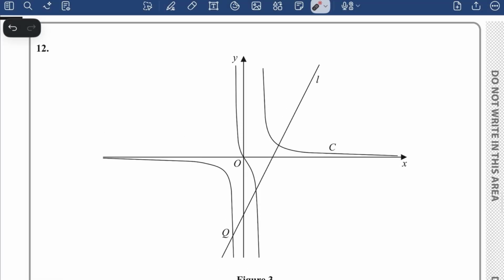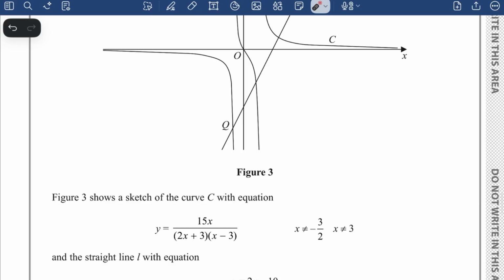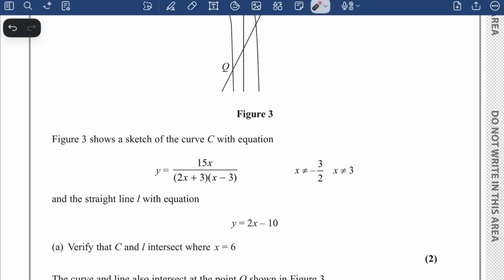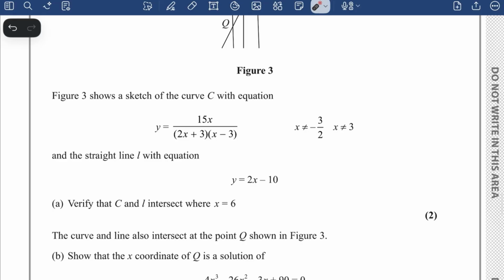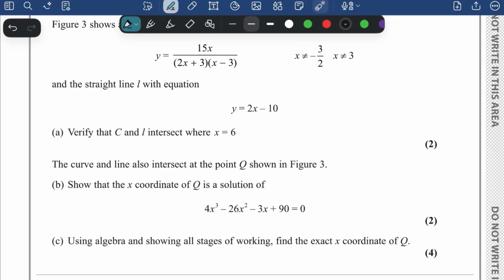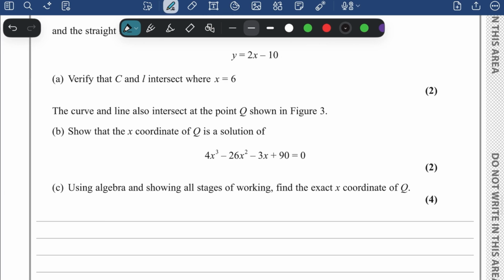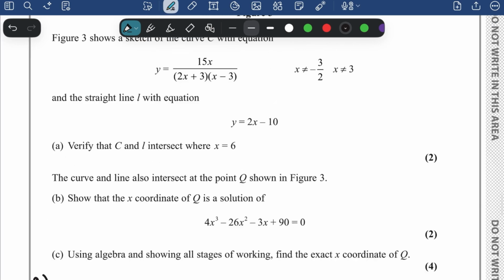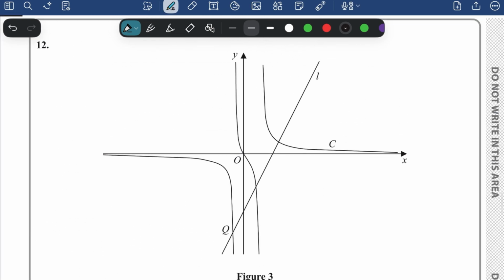Question 12, we're given a sketch of curve C with the equation given here, and a straight line y equals 2x minus 10. Part A tells us to verify they both intersect. Part B tells us to find another point of intersection. And then part C asks us to use algebra to find the coordinate of this extra point of intersection, right? While part A verified that they both intersect when x is 6. If you look at the graph, x is 6 at this point here, right?